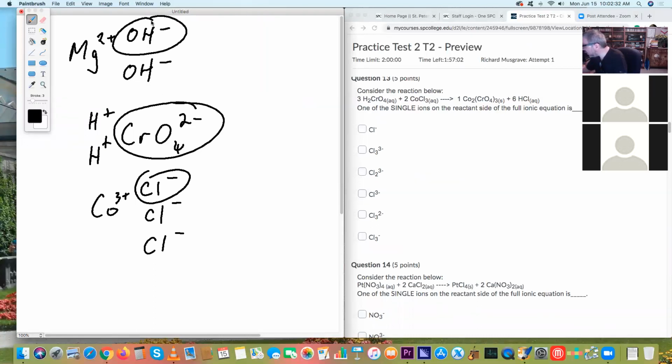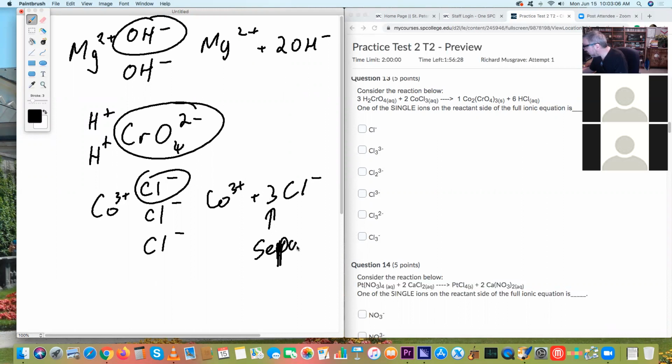Just likewise over here. Because it does say in the question, one of the single ions on the reactant side of the full ionic equation is. So we're looking just for the single ion here. When this breaks apart, it does break apart into Mg2+ and then 2 OH minus ions, and those are separate ions. Likewise over here, it'd be Co3+ and then 3 Cl minus separate ions. And that's the important thing to note, I think.